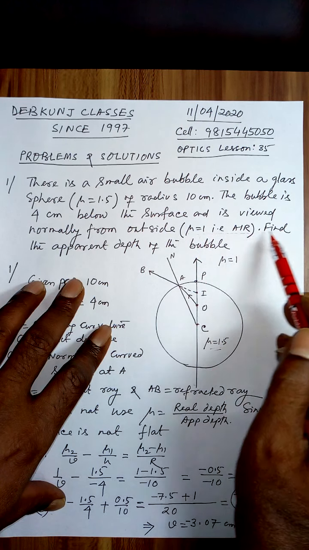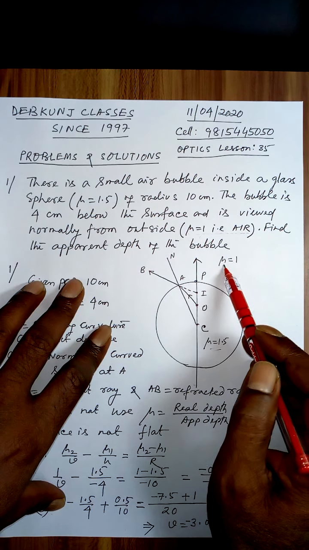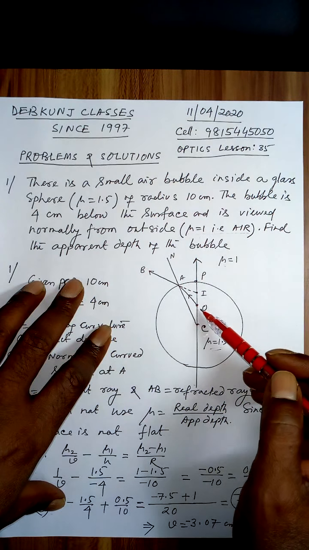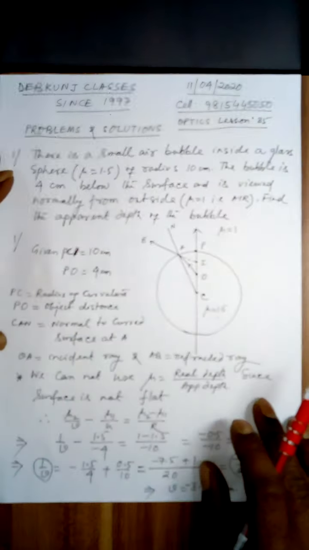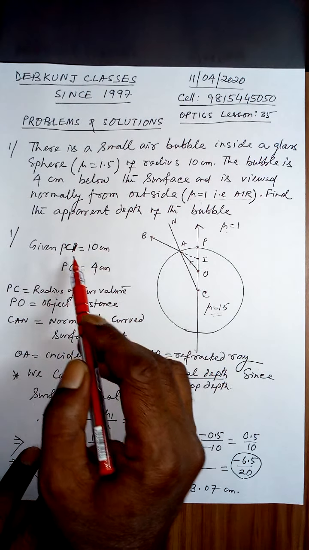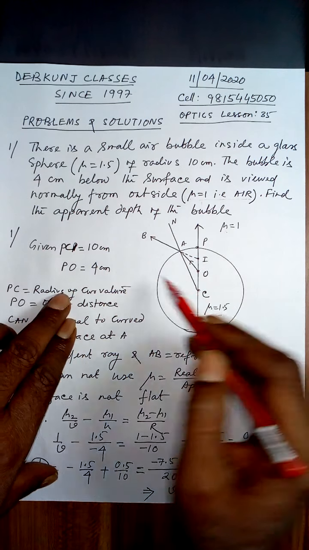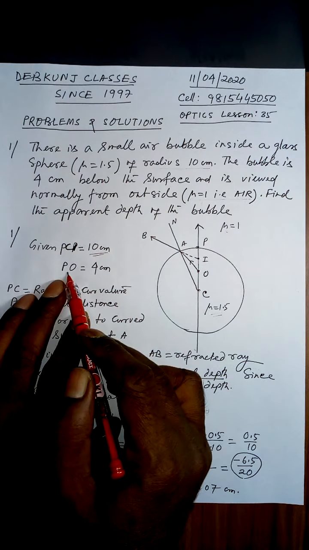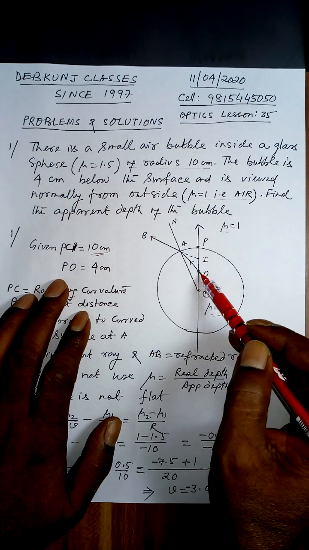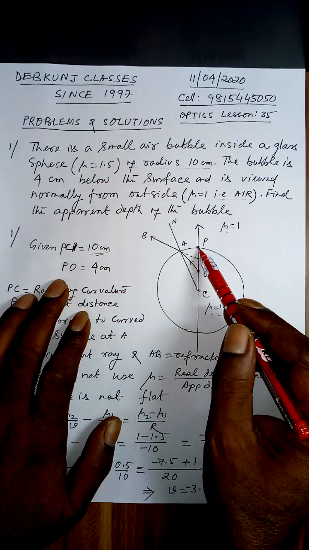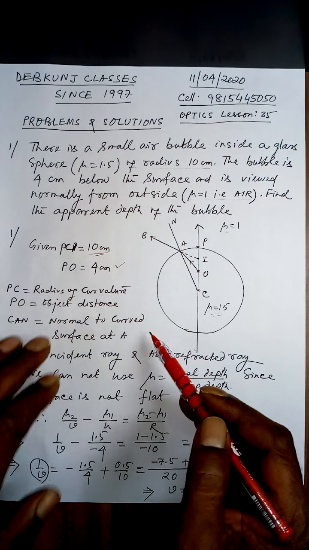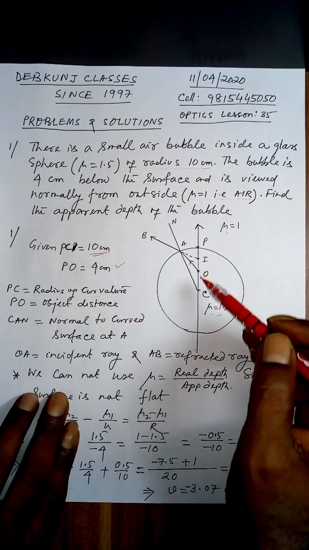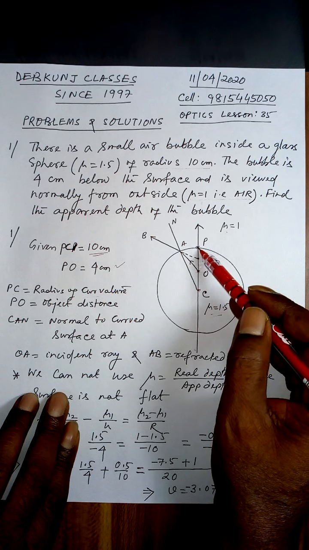Mu is equal to 1 for air, because this is taken as air. Find the apparent depth of the bubble. Now where the bubble will appear. So what is given is PC, from P to C, is 10 centimeter, that is the radius given in the question. P to O, that is the depth of the bubble below the surface, is 4 centimeter. PC is the radius of curvature. PO is the object distance from here.